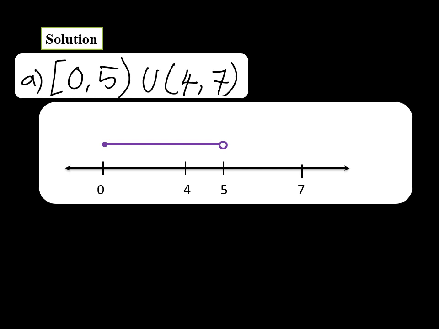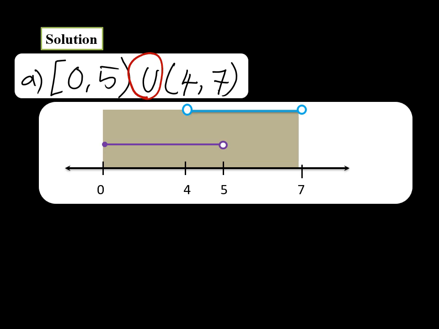Okay, the second set is from 4 to 7. Both 4 and 7 are not included, so they should be empty dots. Connect these two dots. Now we have the two sets. The question asks you to find the union. The union should be all the numbers included in these two sets, so it should be all of these areas.